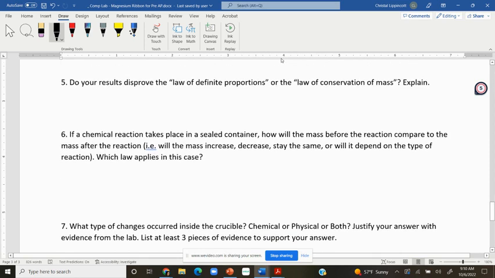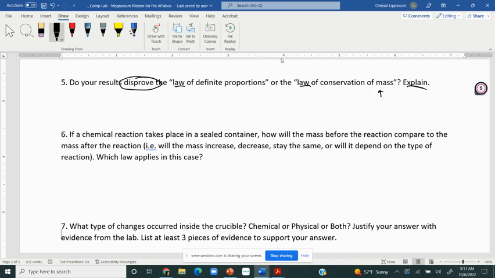This is asking how these relate. Remember, you cannot defy the laws of science. Okay, if it's a law, it's a steadfast law. So that should answer this question, and then you need to explain it. It seems like the law of conservation of mass has been disproven because your mass went up, but you need to think about what those components are.